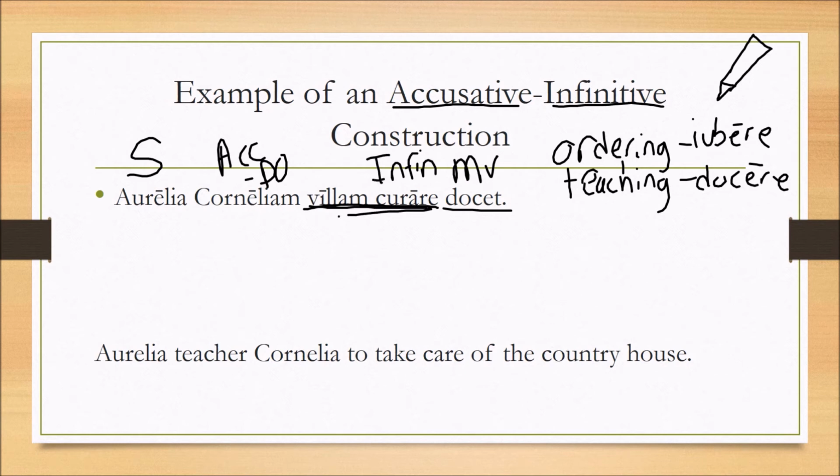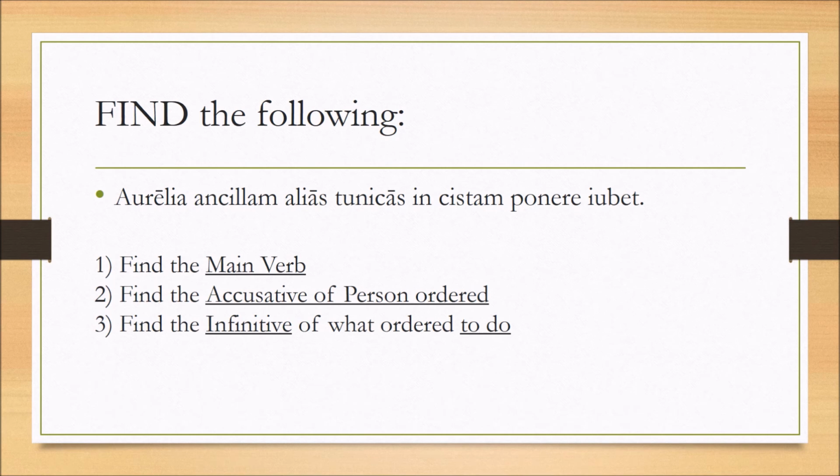So as its name implies, we're going to have an accusative and an infinitive in these types of sentences, but the caveat there is that you need to recognize it by either your verbs iubere or docere. That's a big signal that you're going to see an accusative-infinitive construction. Discipuli, in this next sentence, we have another example of the accusative-infinitive construction. Please pause the video as you complete the 3 tasks on the board, finding that main verb, what Aurelia is doing, finding the accusative of the person that she is ordering, and then find the infinitive of what Aurelia is ordering that person to do. Go ahead and pause the video now.